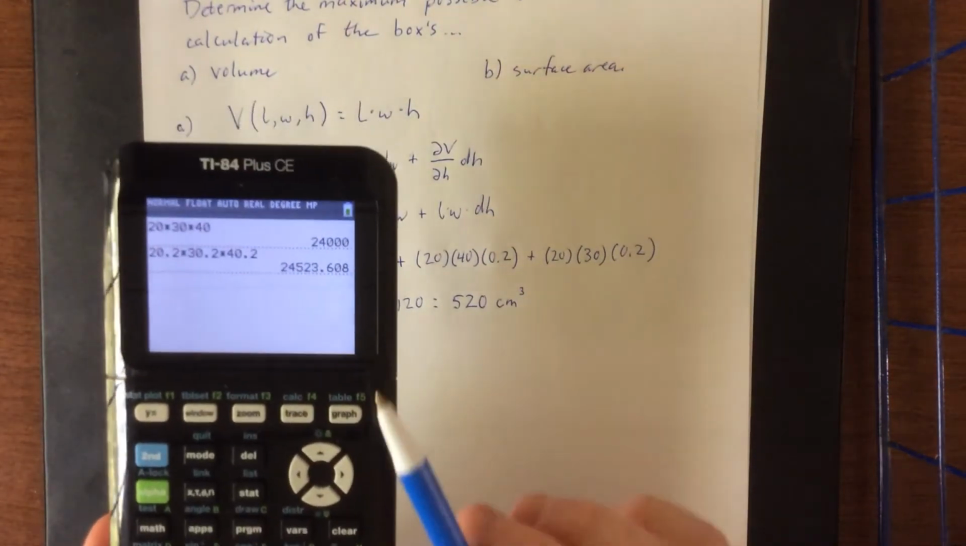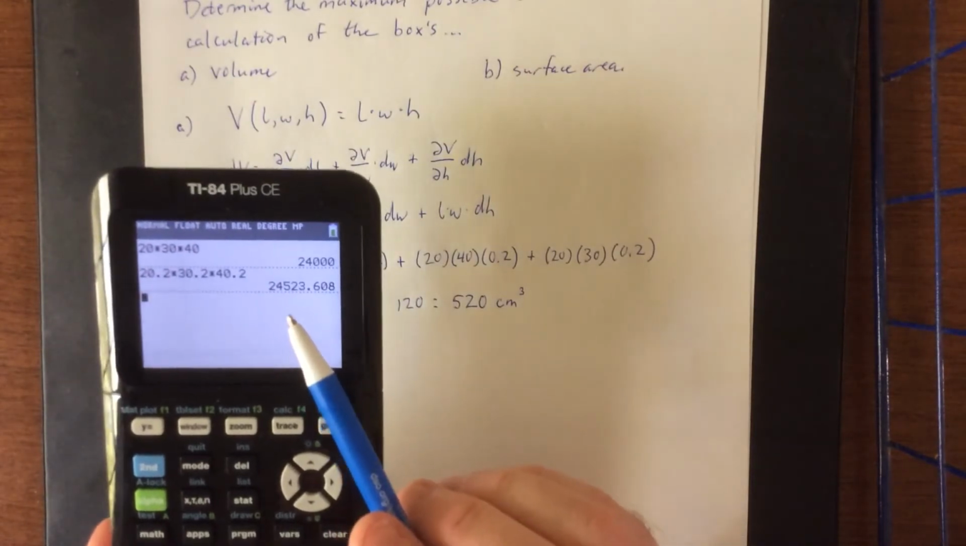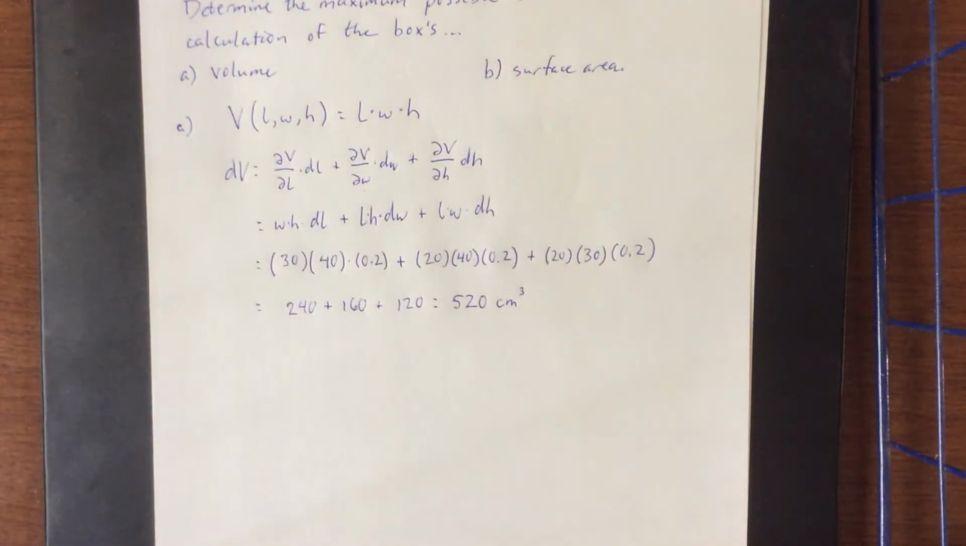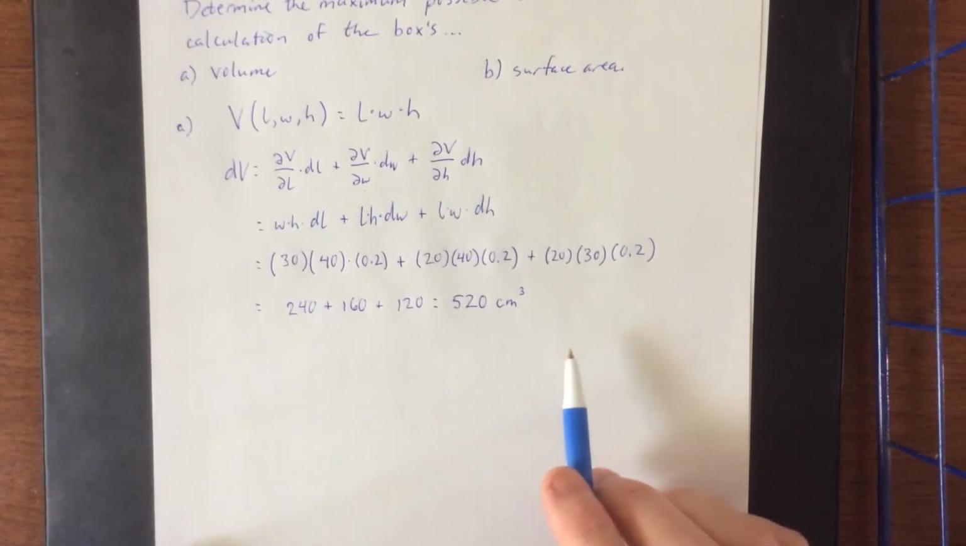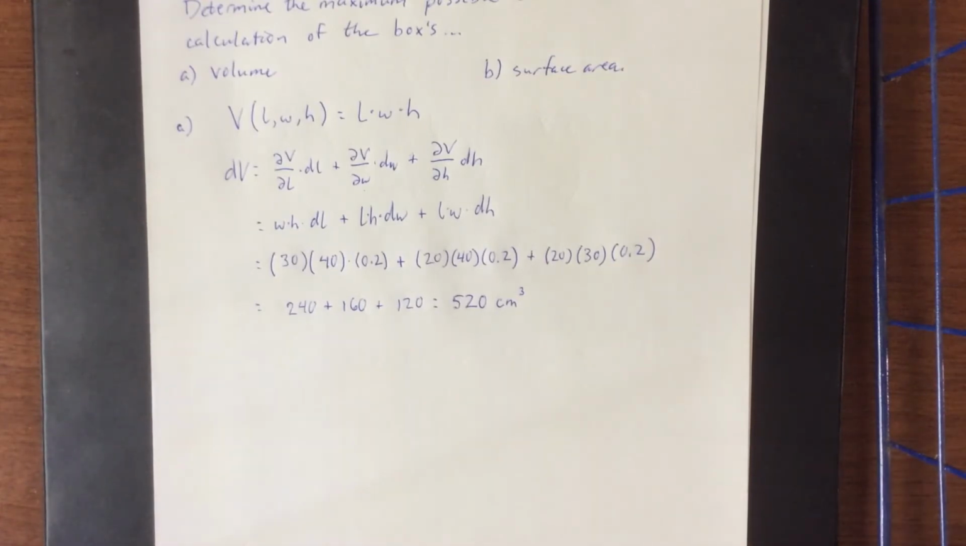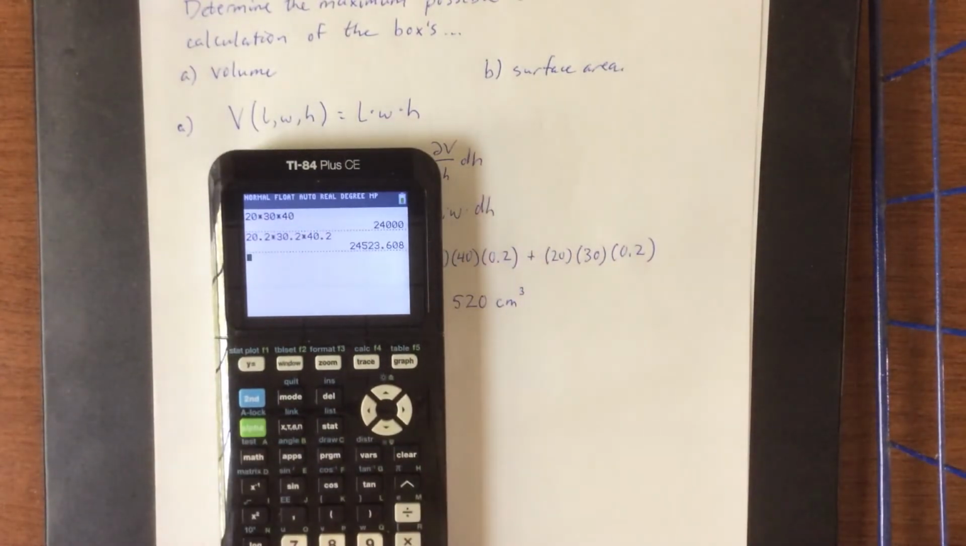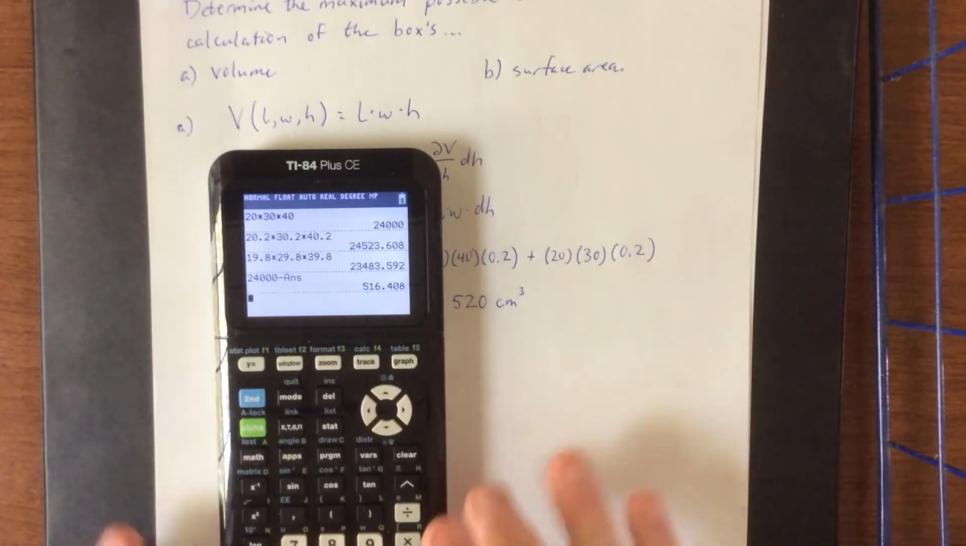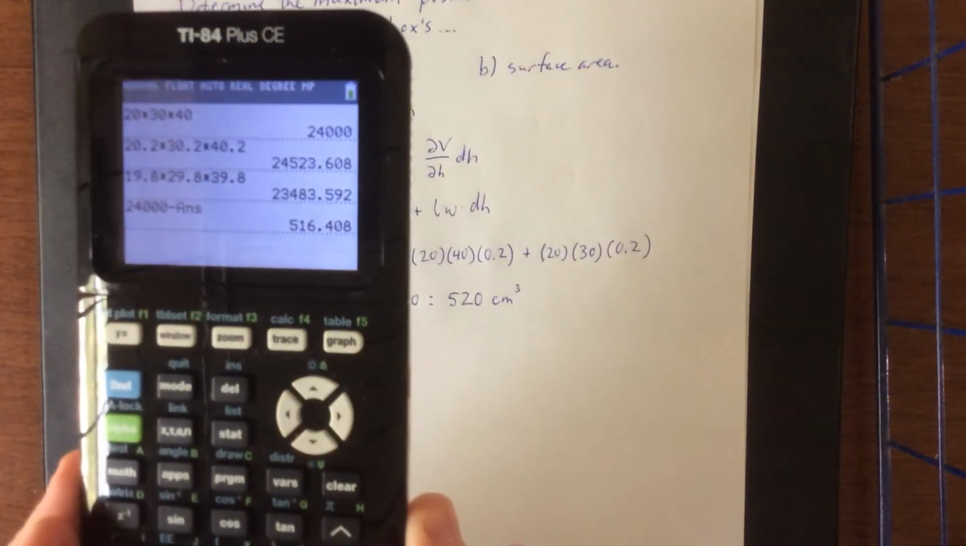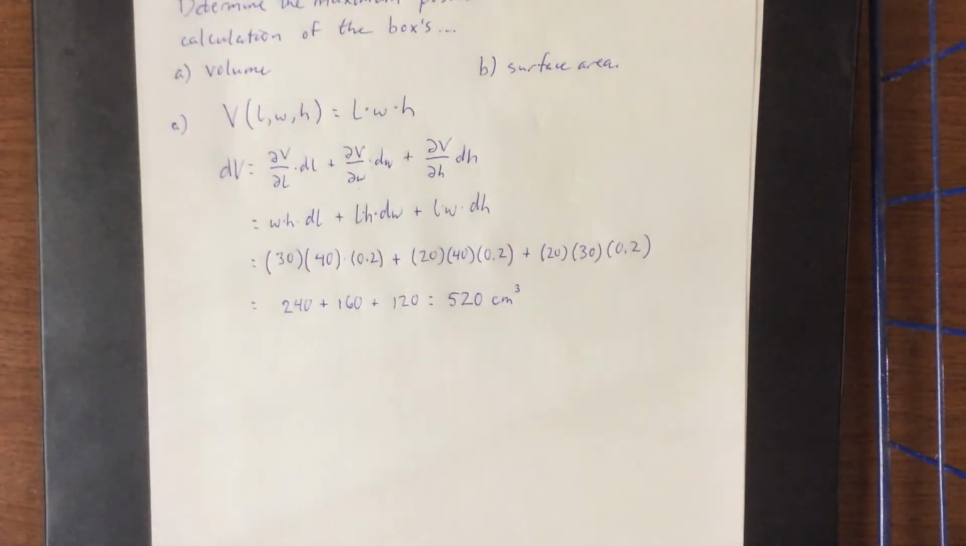Now, this, I guess, technically would be the largest possible error, that 523.608. But all that we've been doing within this section is approximating. So this would be the maximum approximate error in the calculation of our volume. Now, similarly, if I went in the other direction with this and subtracted 0.2 from each of these, we'd have 19.8 times 29.8 times 39.8. And if I subtract that number from our original volume of 24,000, once again, we get a number that is remarkably close to 520. So I guess the nice thing about the error is that it could potentially go either way.